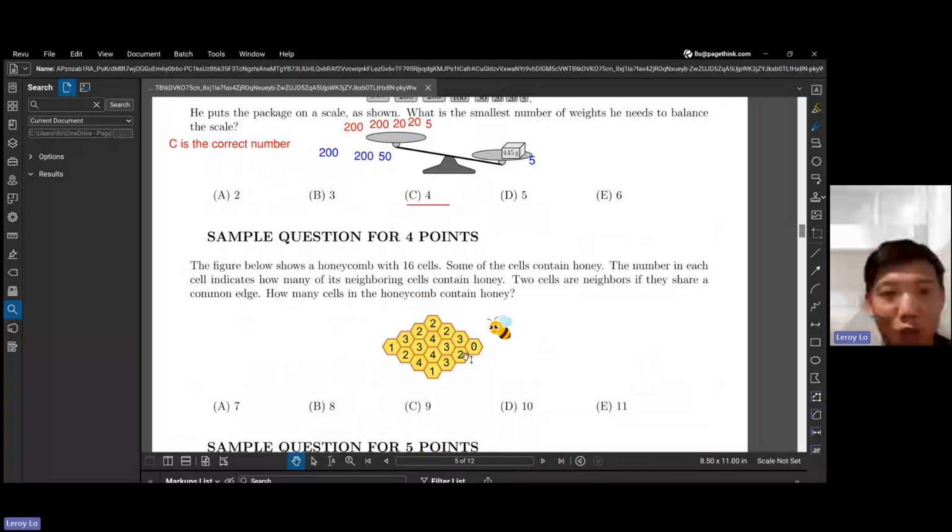Let me show here. And the red doesn't have honey. Okay, so the correct answer is C. C is the correct answer. Okay. If you got it, good job. If not, that's fine. You can make several tries and finally you will get it.